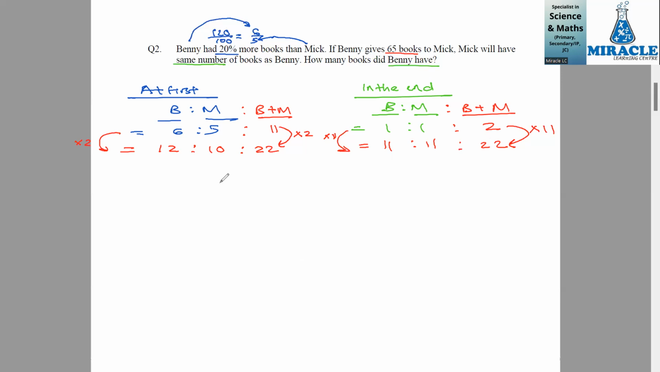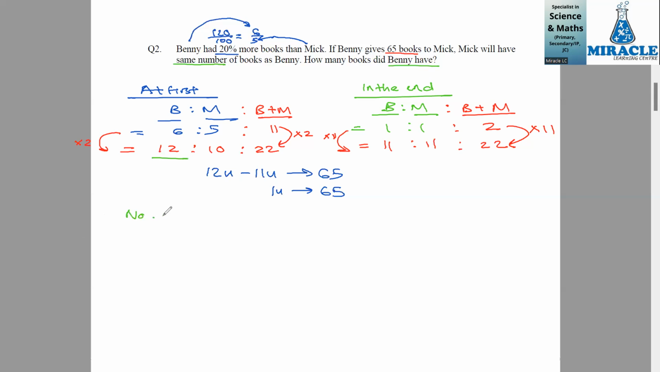So we know that Benny gave 65 books to Mick. So the number of units Benny lost is equal to 65. So 12U minus 11U represents 65. So 1U represents 65. So the question is asking for how many books Benny had in the beginning. So that would be 12U.